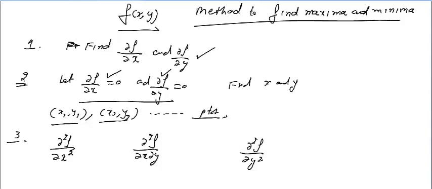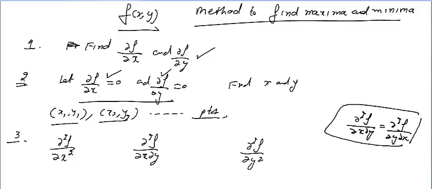If you have any confusion about why you are not finding the derivative with y first, you know that the derivative of f with respect to x and y is equal to the derivative with respect to y and x. They are always the same. So you will take this equal to a, this equal to b, and this equal to c. So you will get the values of a, b and c. Very simple. This is step number 3.